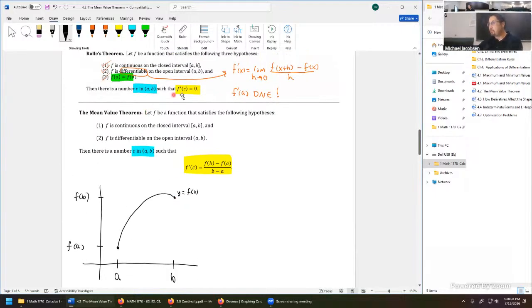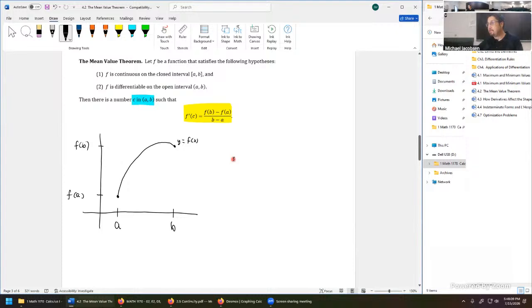So the conclusion is, we've got a lot going on, right? The conclusion for Rolle's theorem was that you had a critical number, but now it's changed to this entire thing. But we've seen this kind of stuff all the way back in section 2.1. If you look at f of b minus f of a divided by b minus a, this is just the average rate of change for y equals f of x from x equals a to x equals b. It's literally the slope of this line.